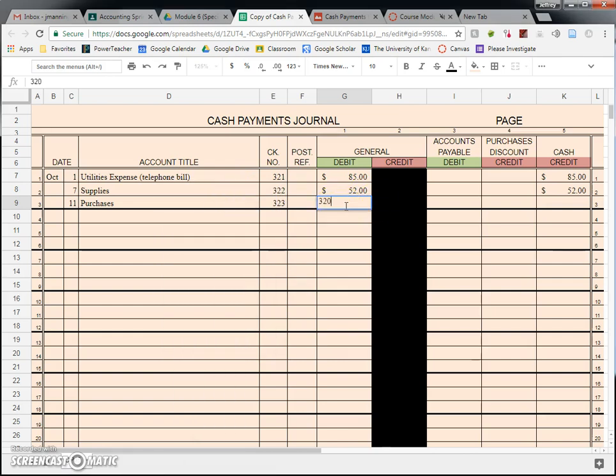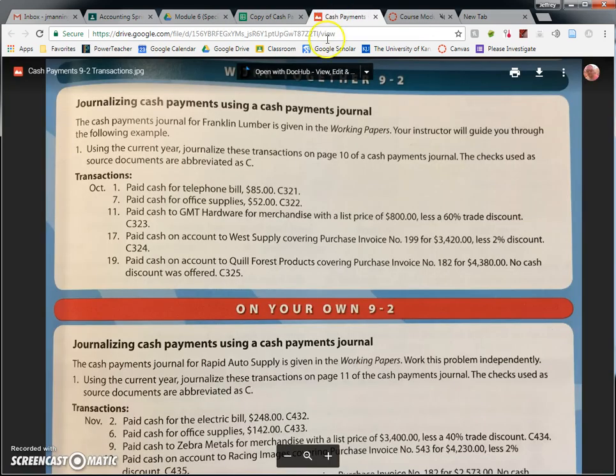So $320, and a credit to cash of $320, because that's how much we are paying. Okay, you're probably wondering, well, why didn't it go into this discount spot? We'll talk about that on the next one.